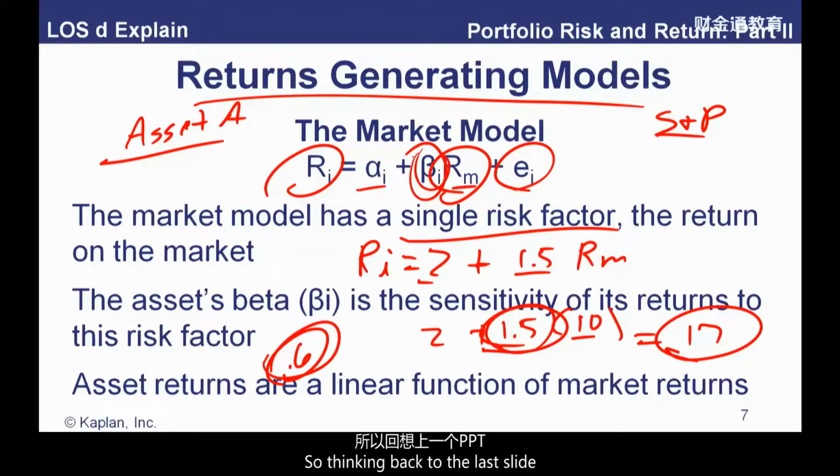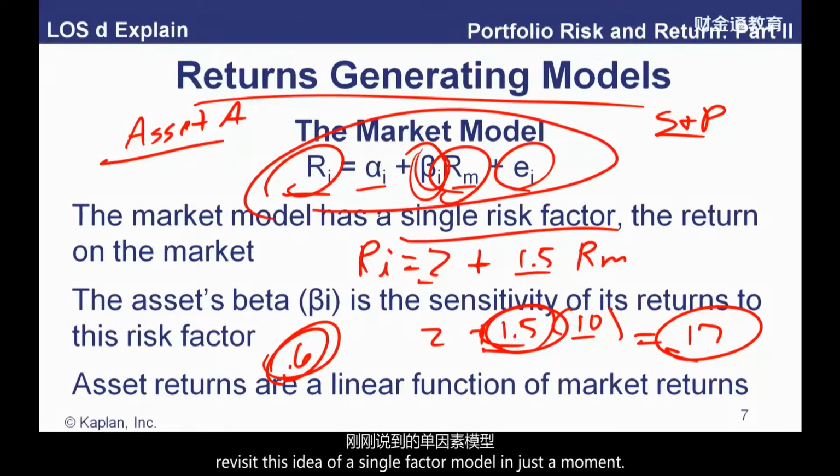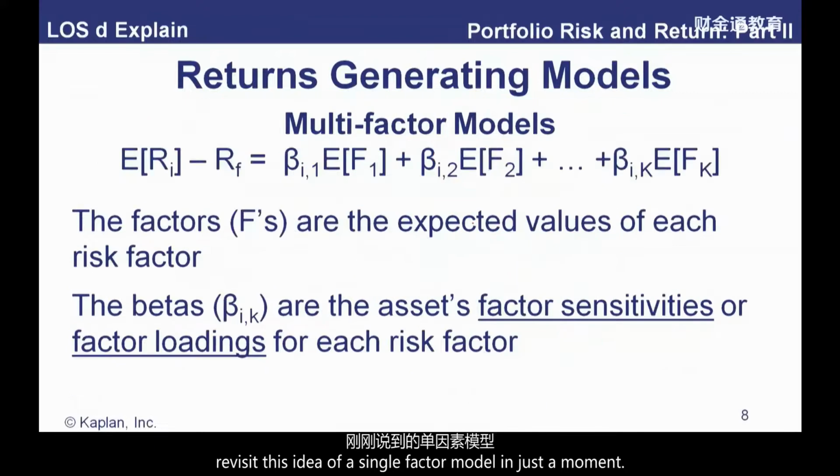So thinking back to the last slide, rather than using total risk, what we're trying to do here is use systematic risk to think about the return on a particular asset, all right? Now we're going to come back and revisit this idea of a single factor model in just a moment. Okay, so here's a multi-factor model.